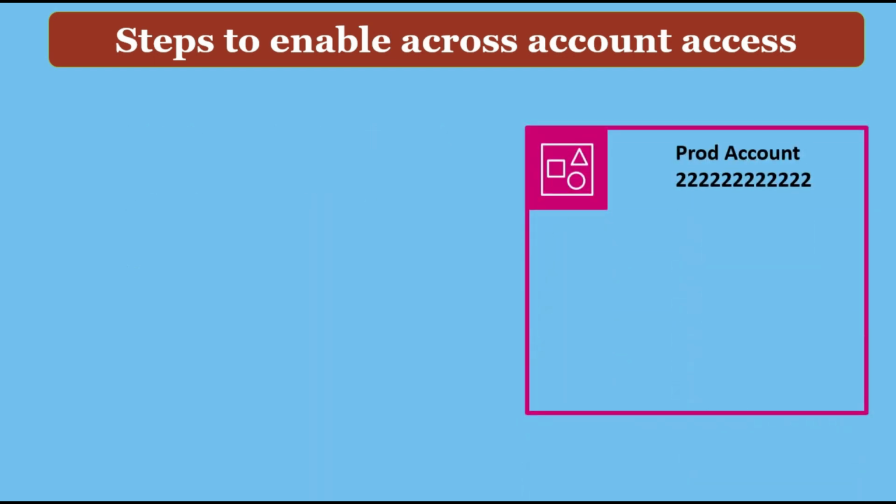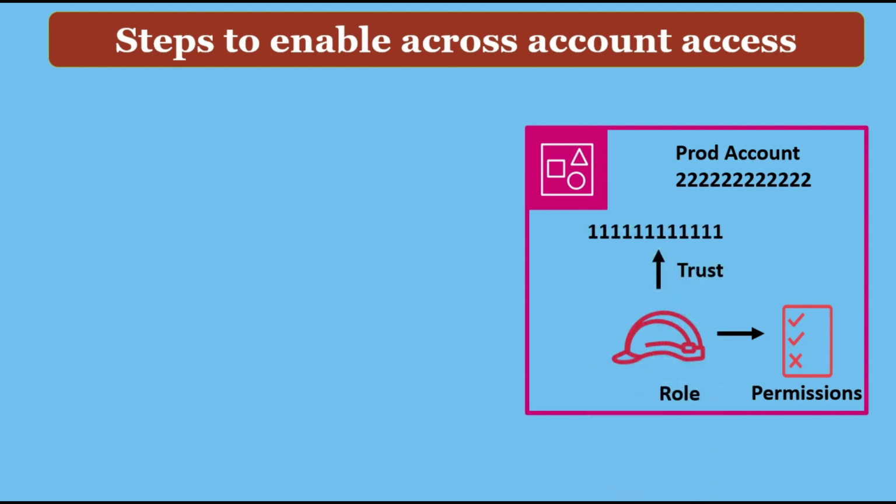Now, let us understand the flow in detail. Let us say we have a production account with this number, and we create an IAM role and provide necessary least privileged IAM permissions to this IAM role to access the resources in this account. Then we also need to update the trust policy of this IAM role to include the AWS account of the developer account where the developers need to access this IAM role. So this account number, let's say 111, is the developer account number.